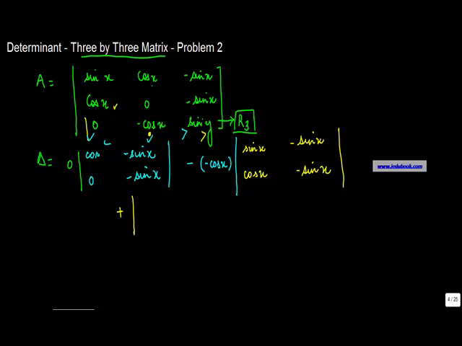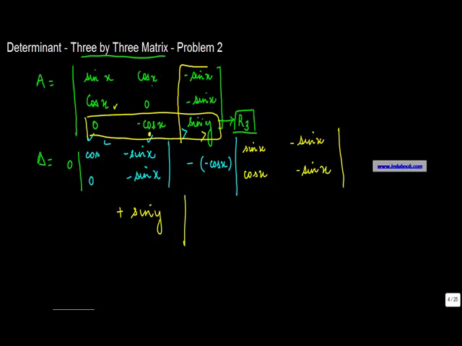And what do we have here? Sin y. Sin y. So we ignore this row and we ignore this column. What are we left with? Sin x, cos x, and 0, right? Now if we want to solve this, how do we do this? 0 into something. We know this has to be 0. Just write it like that.